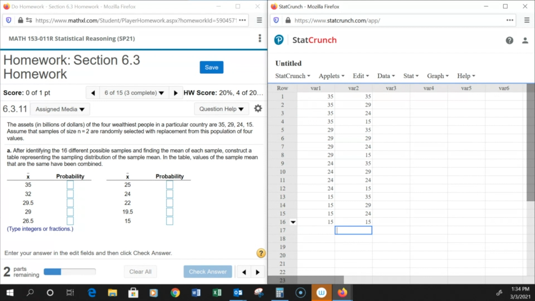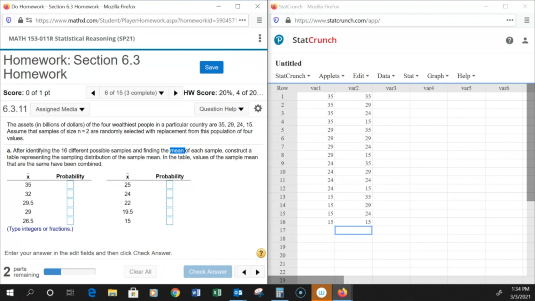So here are what, 16 different samples, and you think to yourself, yeah, there were 4 values and there's 2 of these, so 4 squared, that's 16. And if you think back, we used to have populations of 3, and we had 3 squared. They each had 9 possible samples. So here are these samples. And what are they interested in? They want to find the mean of each sample.